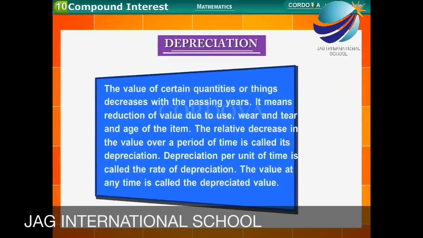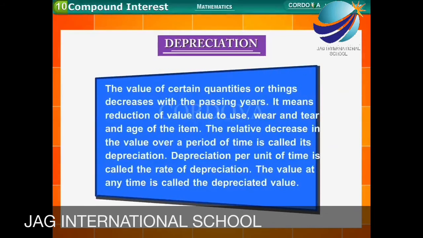Depreciation. The value of certain quantities or things decreases with the passing years. It means reduction of value due to use, wear and tear, and the age of the item. The relative decrease in the value over a period of time is called its depreciation. Depreciation per unit of time is called the rate of depreciation. The value at any time is called the depreciated value.